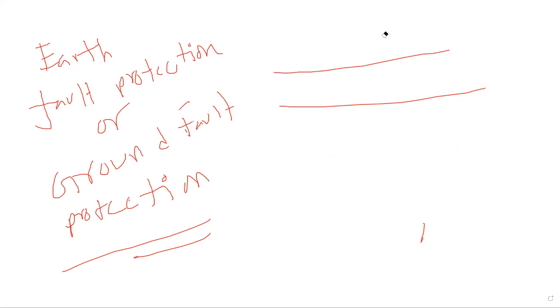For example, this line has somehow been connected with this line. So this is a fault condition, right? Phase A, phase B, phase C. This is the fault, right? We call it a line to line fault, isn't it? Line to line. So can we consider it as an earth fault? No, because the fault is not involved with the earth, right?